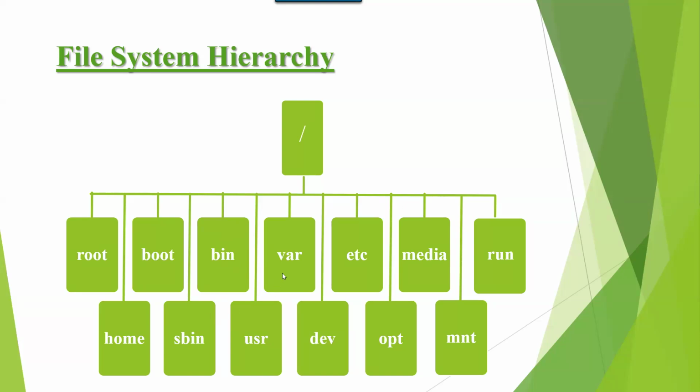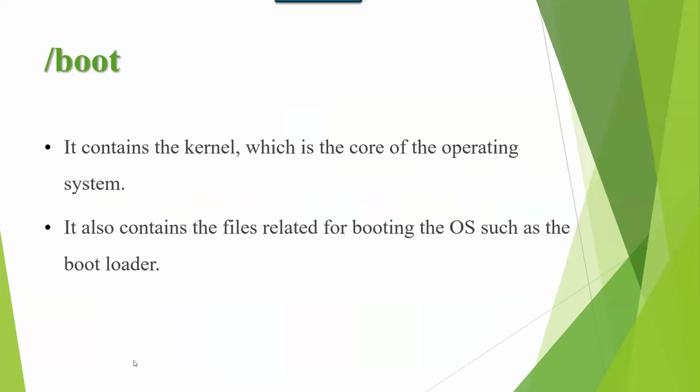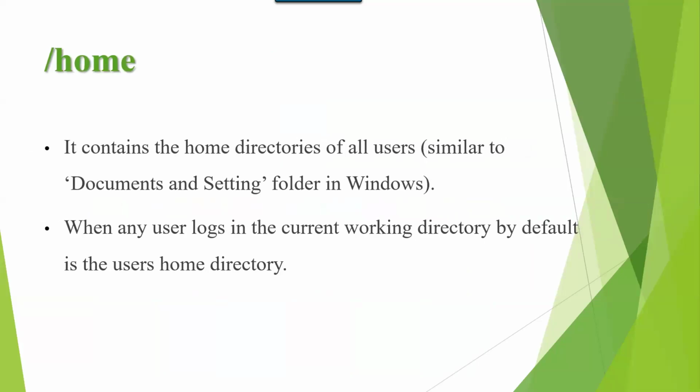Var contains variable files, means system log files are stored under var. Dev contains devices information, means partitions information is stored under dev. etc contains configuration files, system configuration files are stored under etc. OPT contains optional applications, applications which we download, which we install manually. Those applications are stored under OPT.